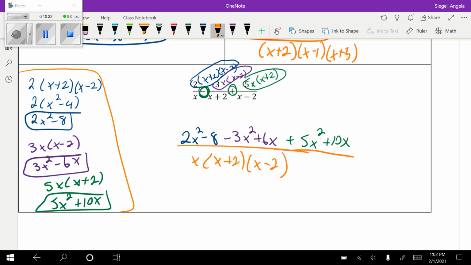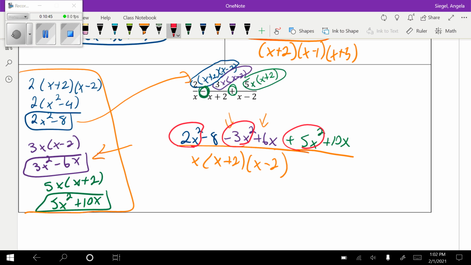Okay, guys, so I showed my work. So my colors match the color over here. So hopefully you can see what I did. Notice on this one, I was subtracting. So this is a minus and a plus in the expression. And so now I'm just going to combine like terms. So I have 2x squared minus 3x squared plus 5x squared. So that's a 4x squared. And then I have 6x plus 10x, and then minus 8. And then on the bottom, I have that. And that's it, guys.